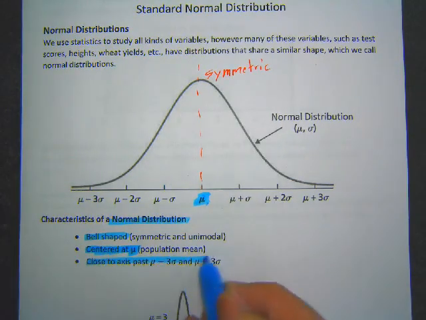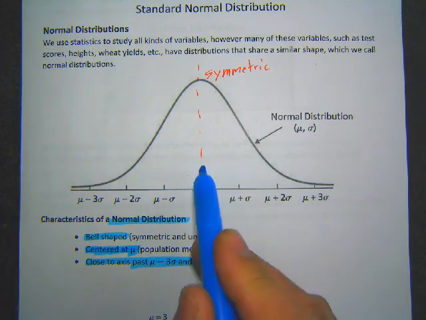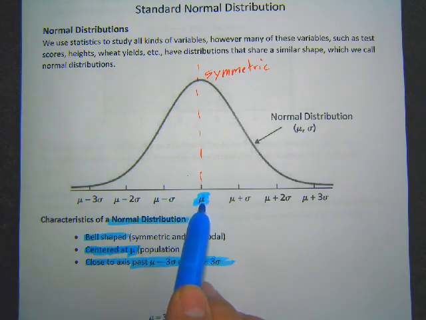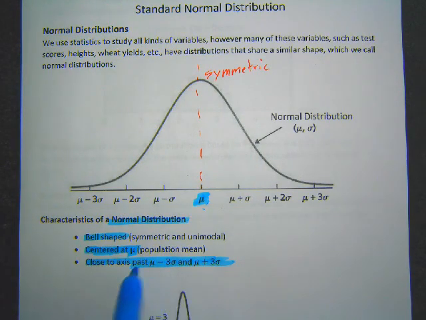So you should know it's symmetric. The two halves always match. It's unimodal, just one bump. It's centered at the mean. The mean is always in the middle. And then if you go past 3 standard deviations, left or right, there's just not much left over.